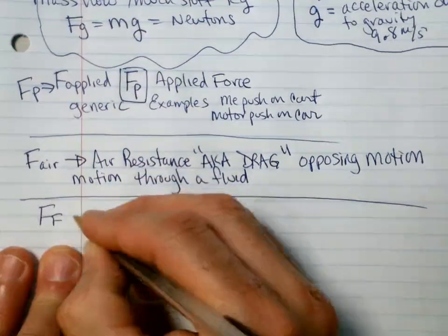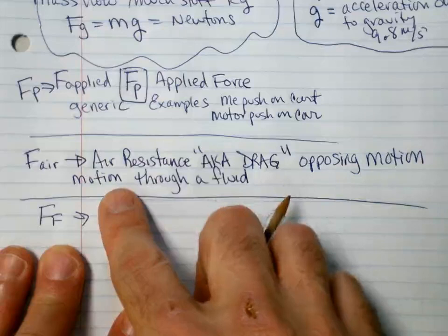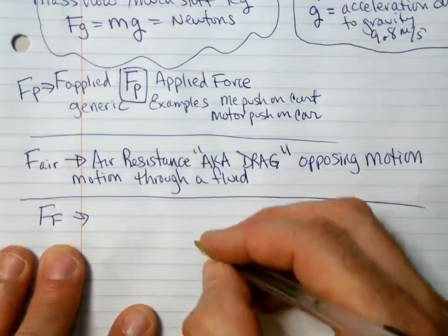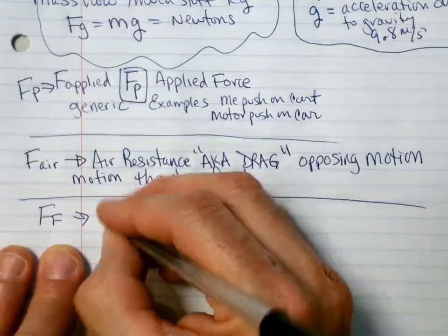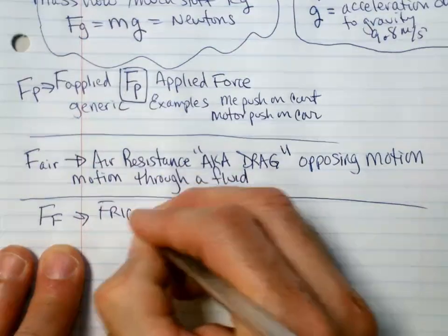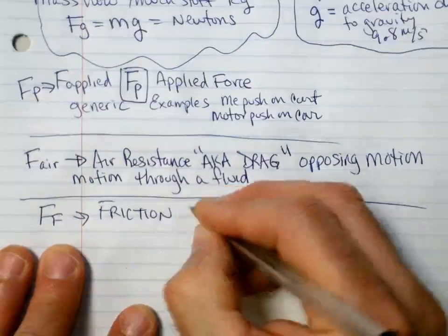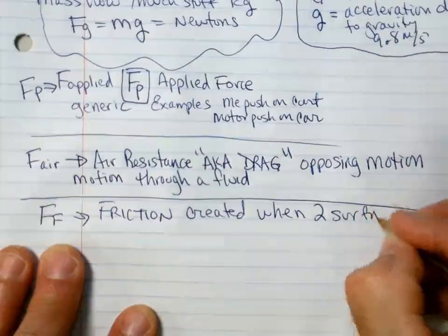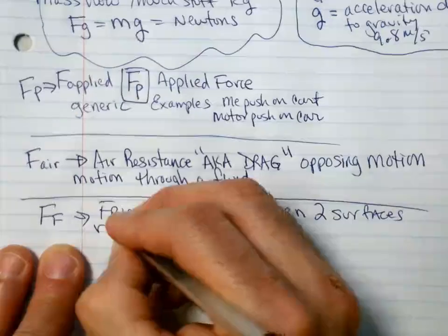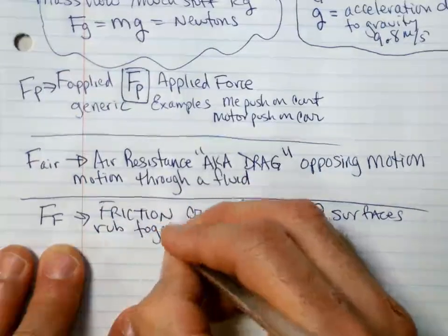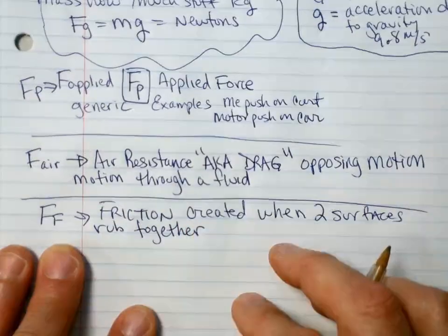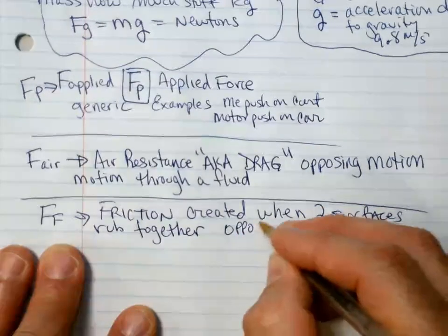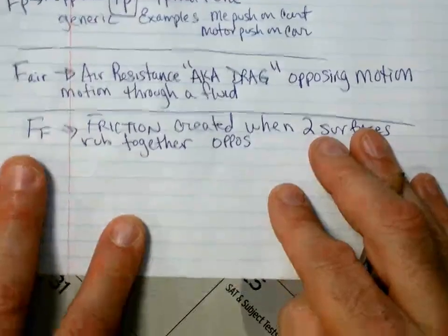Another force is friction. So like air resistance, friction opposes motion. Friction is created when two surfaces rub together. And it also opposes motion.